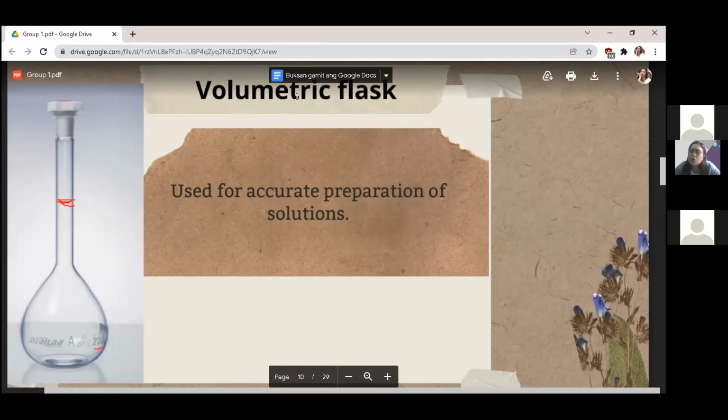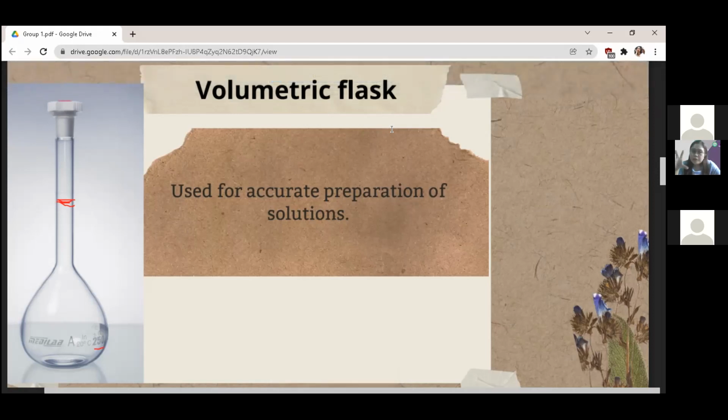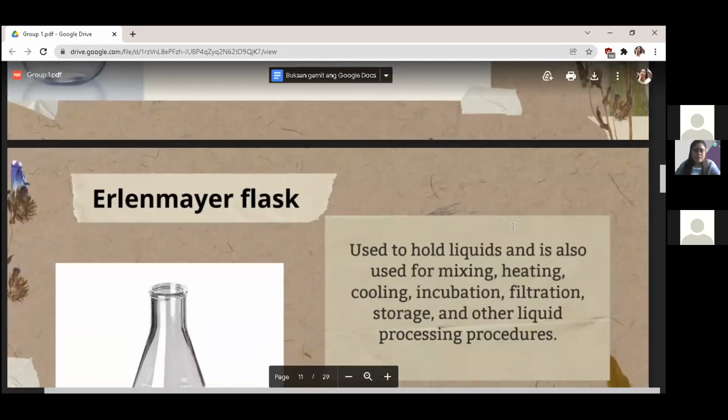Okay, so most likely ginagamit natin to in preparing solutions. We will place the solute there and add enough volume of liquid to complete the required volume. So kung 250, gamit ka lang ng 250 ml na volumetric flask. Meron din tayong, in the laboratory, meron din tayong mga 1,000 ml. Depende kung ano yung kailangan natin. Meron din tayong mas maliit pa, like 50 ml. Okay? Next.